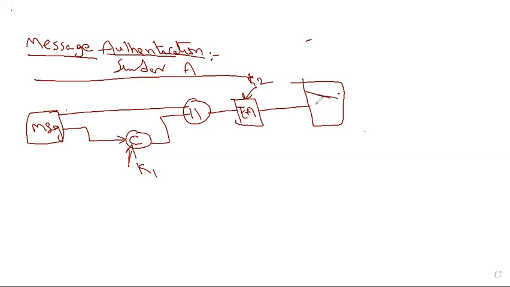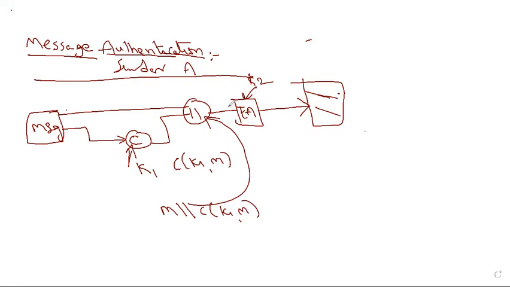This is the total message, and this message contains the encrypted message with MAC code. I'll write it symbolically. This one is C of key K1 and message M. And here this message is concatenated: M concatenated with C of K1 comma M. This is the message finalized up to this point.